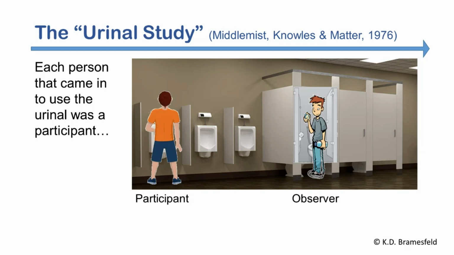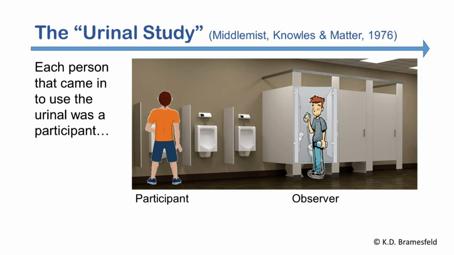All right, each person that came in to use the urinal was a research participant in the study. Now, I've probably talked about this idea, but in some types of research, it's not uncommon to use what's called a confederate, which is a person who's working for the research study, but pretending to either be a research participant or just pretending to be a member of the crowd.